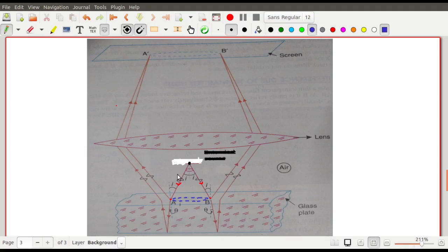Okay, now what is happening is these two reflected beams, the two reflected beams that you obtain, this one and this one, the two reflected beams you obtain over here. Now these two reflected beams are parallel, so they are going to meet at infinity. So where will they meet? They will meet at infinity, right? So they will meet at infinity.